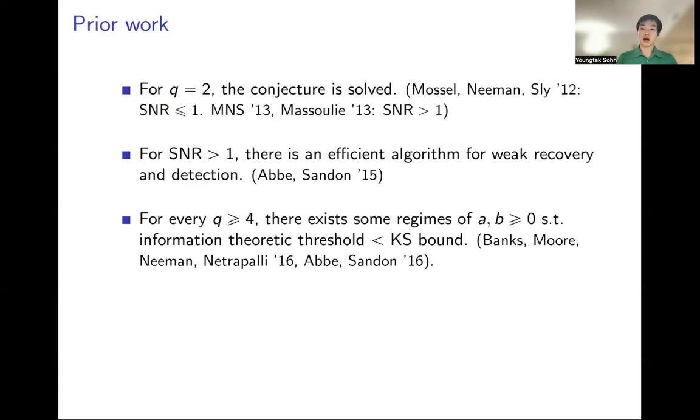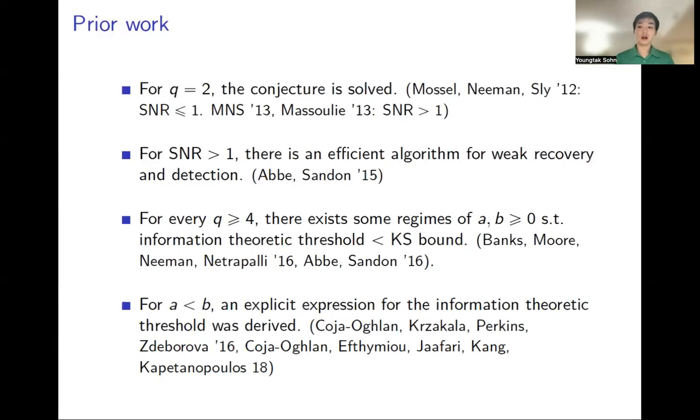However, for impossibility results, much of the conjecture was left open. It is known that for q greater than or equal to 4, there exist some regimes of A and B such that the information theoretic threshold is less than the Kesten-Stigum bound, and this is by Banks, Moore, Neeman, Netrapalli, and Abbe and Sandon. Also, in the disassortative case where A is less than B, there is an explicit expression for the information theoretic threshold by these two papers by Coja-Oghlan et al.